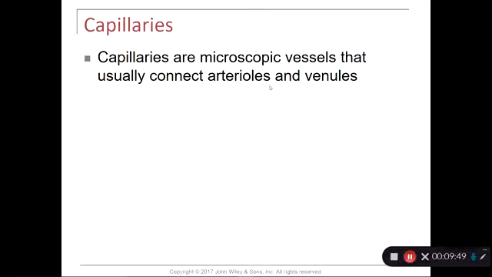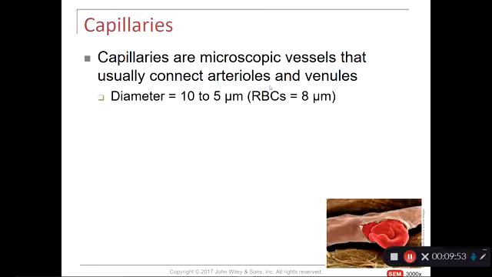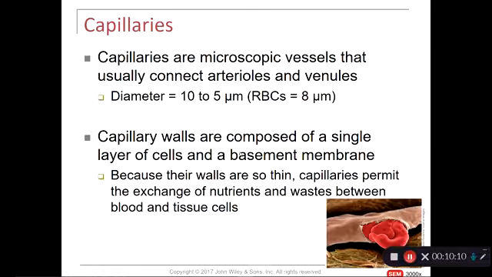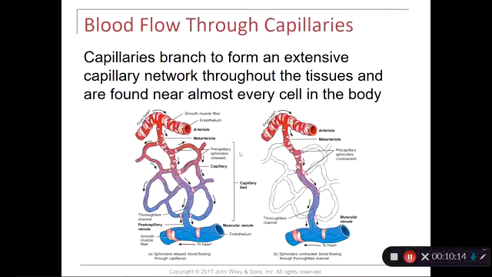Now there are a lot of different ways that these things connect, and a lot of different ways that they interact. Some of these can have a 10 to 5 micrometer diameter. You'll see that red blood cells, again, are only 8 micrometers, and they might have to fold or squish or pinch themselves to get through. Capillary walls, again, that single layer of endothelial membrane, really makes those nutrients go on.